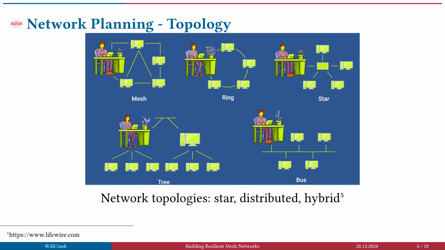If in a ring I cut one connection, I could still get through to the other side. If in the star the main node goes down, the whole network is down. If the root node of a tree goes down, it's also down. And with a bus, if you cut the wire somewhere, it also goes down. But here at the top left, my personal favorite, the mesh network, you can cut up to 2 or 3 points, depending on where you are, and you can still have some good reception.